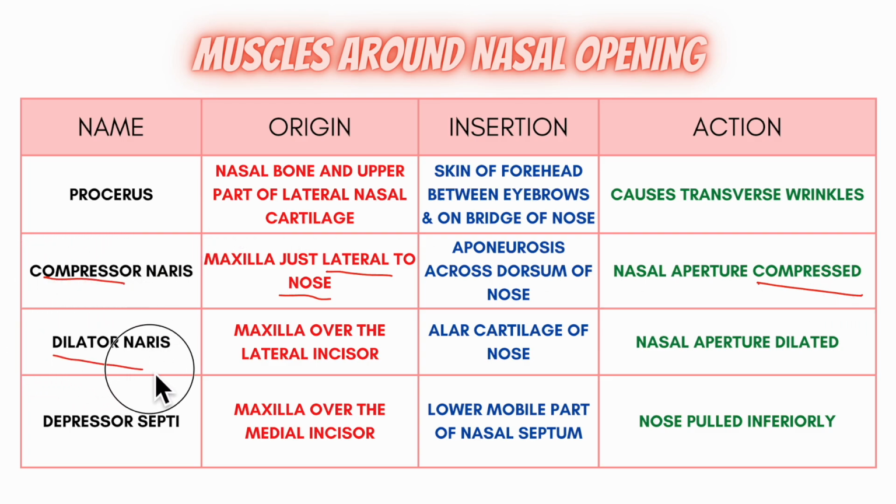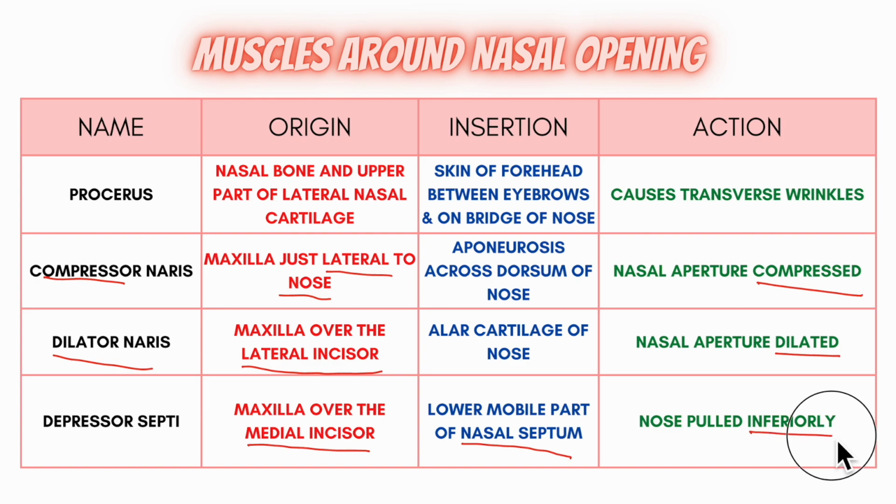Now talking about the dilator naris, we learn that it originates from the maxilla over the lateral incisor, and it inserts into the alar cartilage of the nose. Its action is that the nasal aperture is dilated. Finally, we have the depressor septi. It originates from the maxilla over the medial incisor, and it inserts into the lower mobile part of the nasal septum, and its action is that the nose is pulled inferiorly, as the word suggests, depressor.